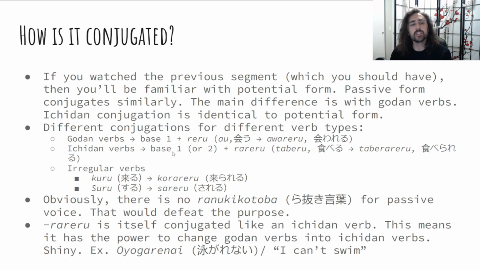So we've got ichidan verbs, which conjugate just like potential form does in passive form. It's just base 1 or 2 and then rareru. So taberu becomes taberareru. Bam, passive, easy peasy.